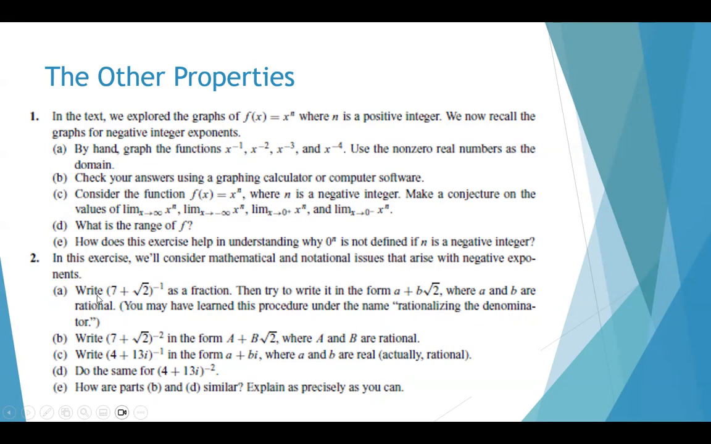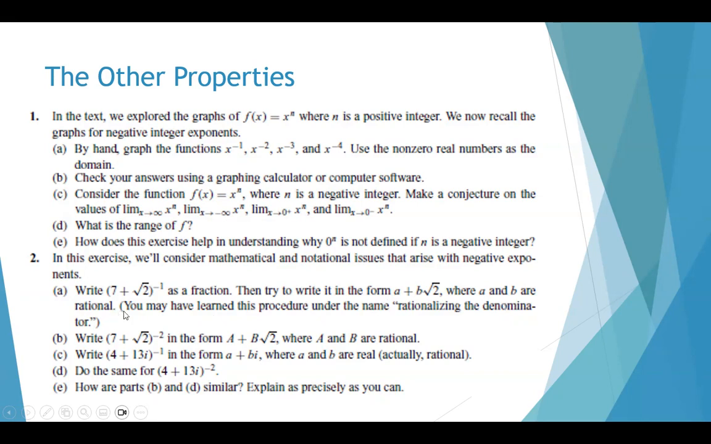And then in 2, you're going to consider mathematical notation that arises with negative exponents. And you're going to write this complex number, 7 plus the square root of 2, the quantity of 7 plus the square root of 2 to the power of -1 as a fraction, and then try to write it in the form of a plus b times the square root of 2, where a and b are rationals.